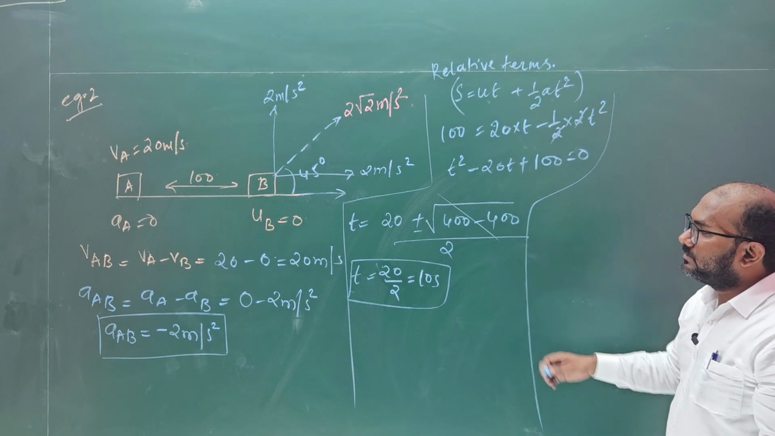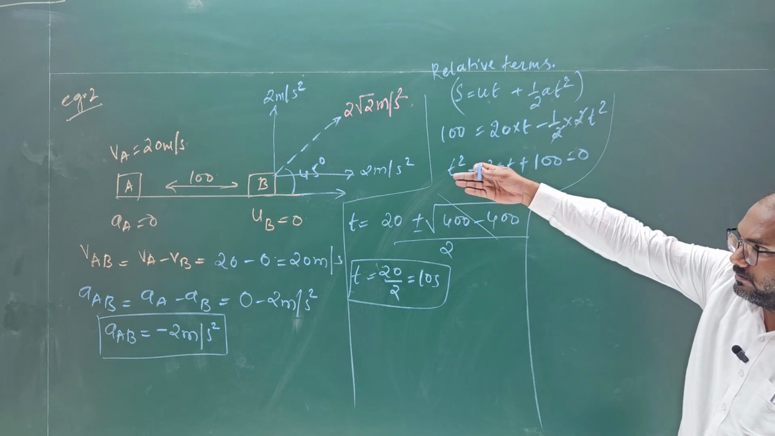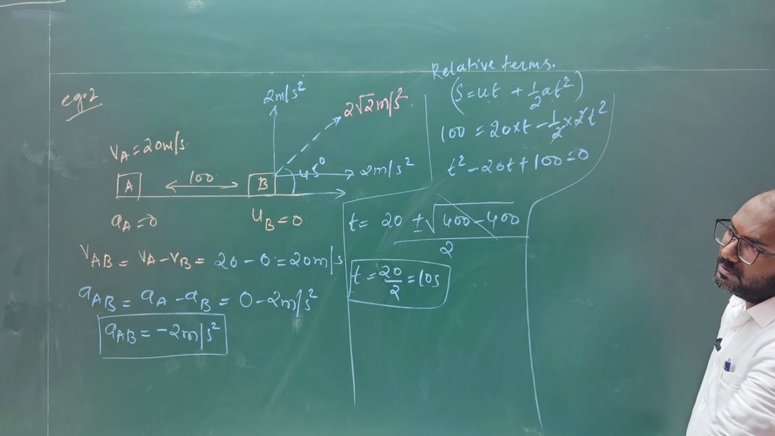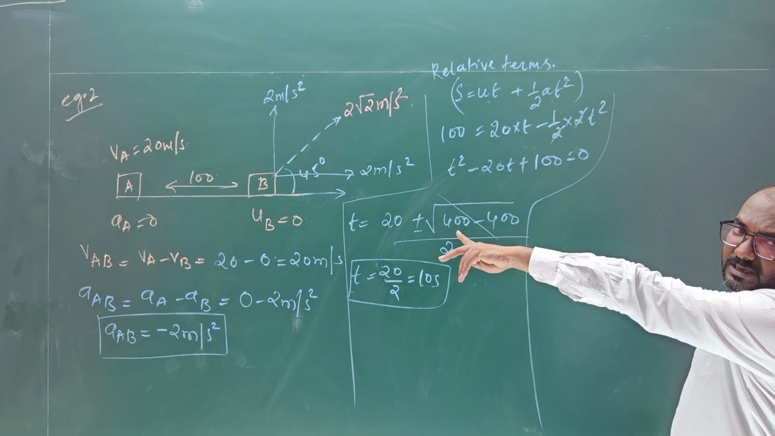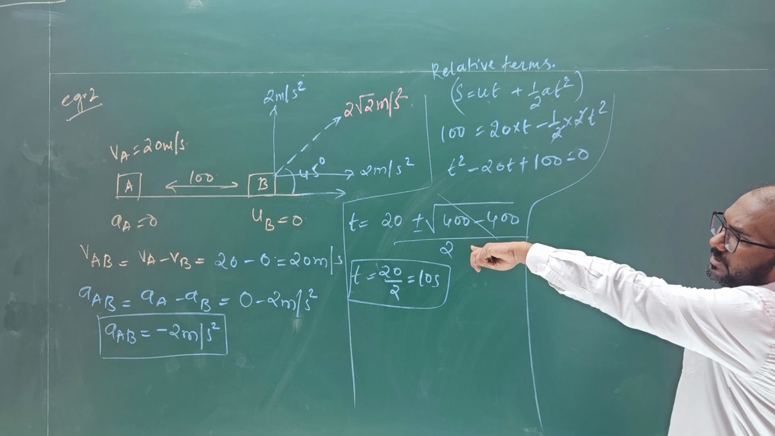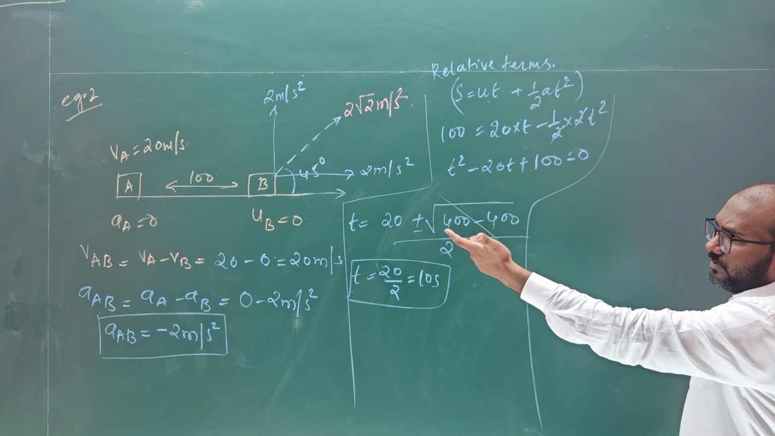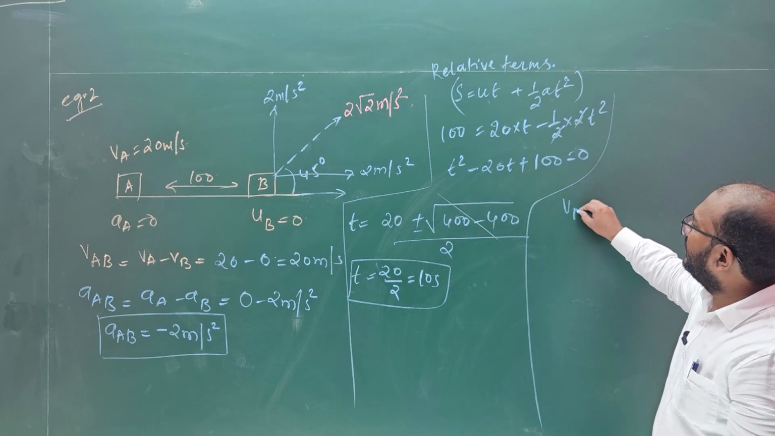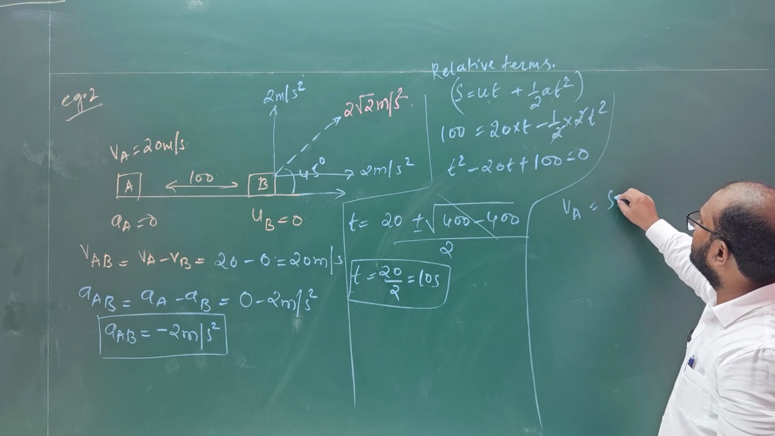So how to calculate that? Substituting this time value in those equations. Can I substitute in that one? Why? Because acceleration is 0. You can substitute here also, you can substitute there also, your wish. So VA, I am using S is equal to VA into T.